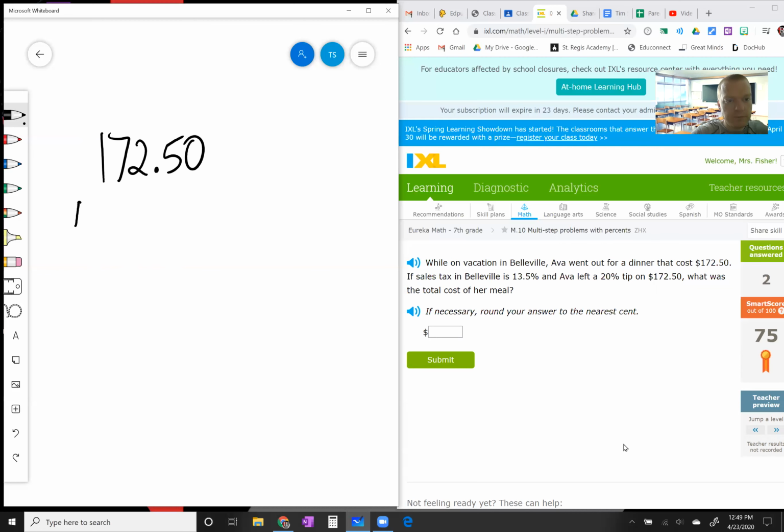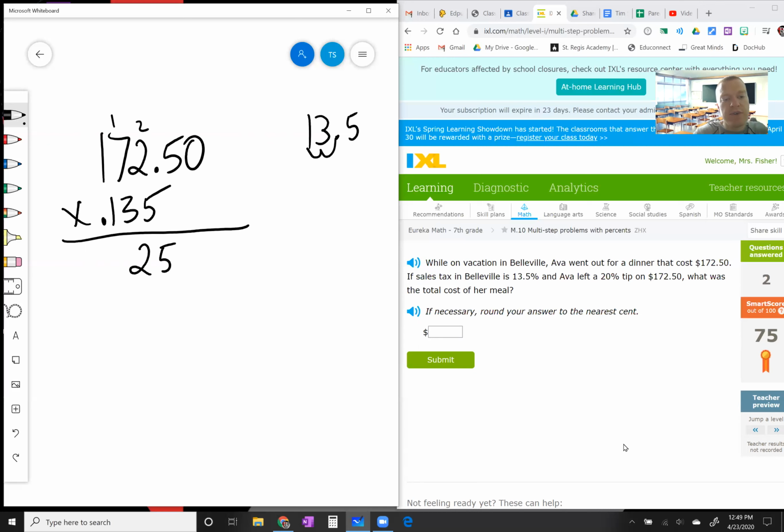So 13.5%, remember you're moving this, 13.5% as a decimal, you're gonna move this over twice. So you're doing 0.135. Okay, it's gonna be a big multiplication, but we'll just add the zero on at the end. So 5 times 5 is 25. 5 times 2 is 10, plus 2 is 12. 5 times 7 is 35 and 1 is 36. 5 times 8 is 40 and 3 is 43.